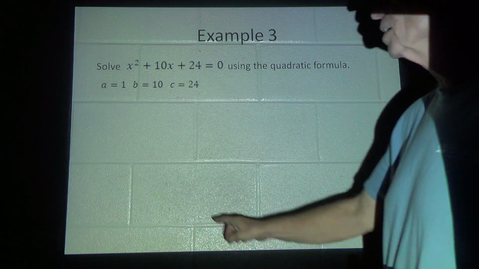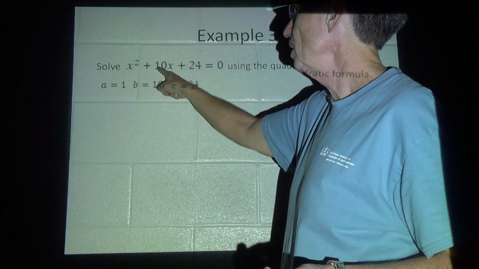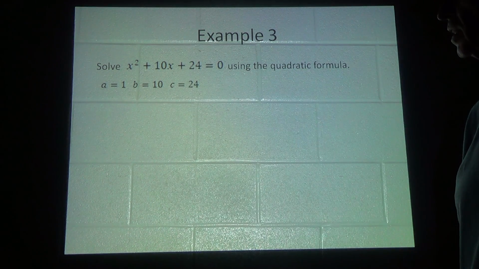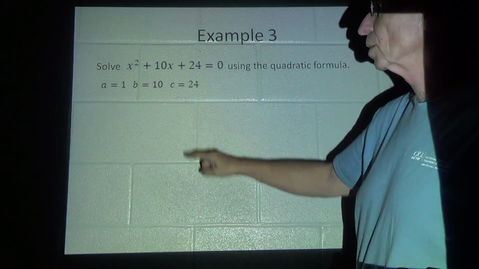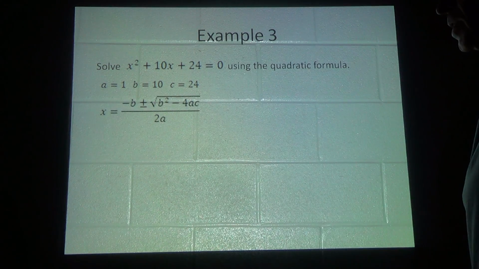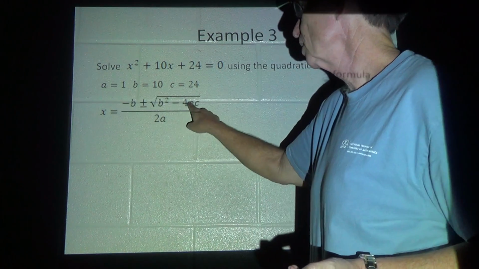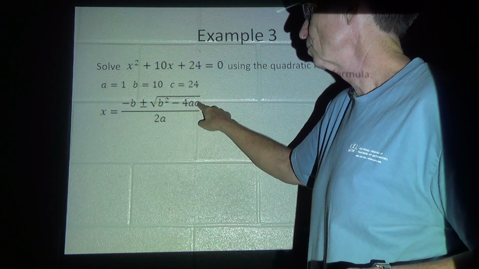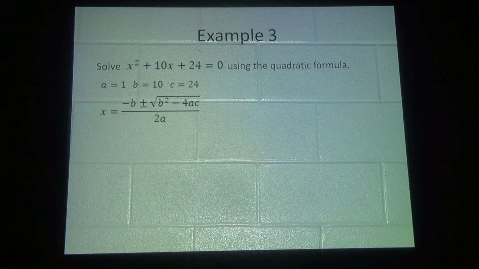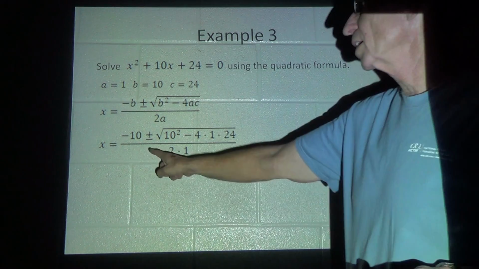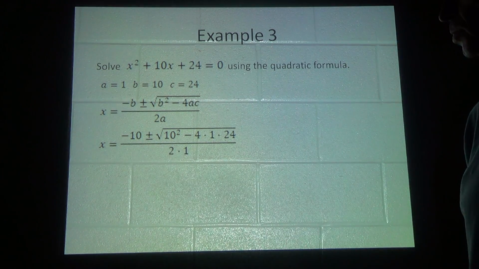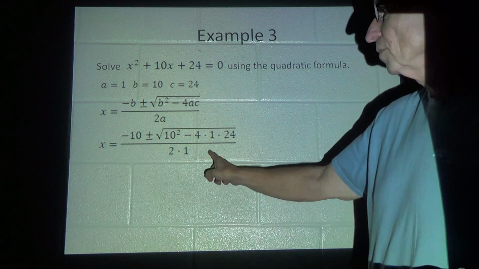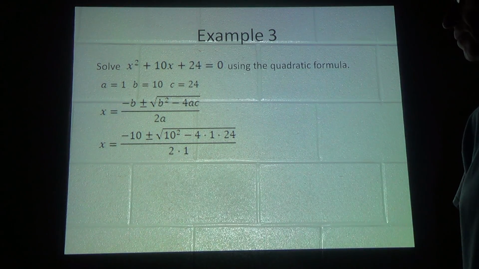So what this does is we need to identify a, b, and c. So a is equal to 1, b is equal to 10, and c is equal to 24. So now we write our formula down and we plug them in. The a goes in here and here, the b goes in here, here, and the c goes in right here. Let's go ahead and see what that gives us. That gives us negative 10 plus or minus the square root of 10 squared minus 4 times 1 times 24. All of this divided by 2 times 1.